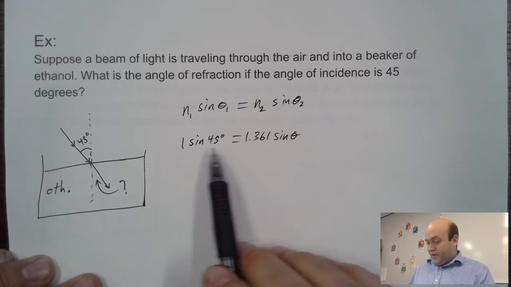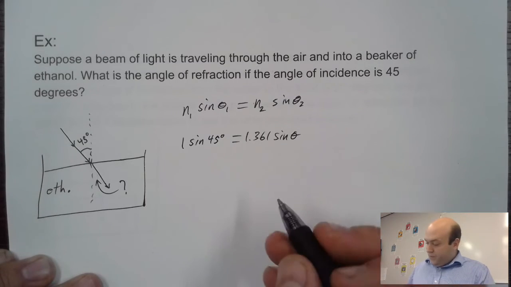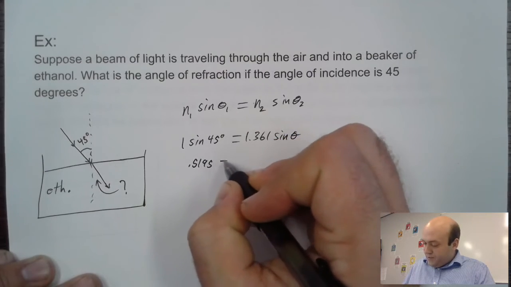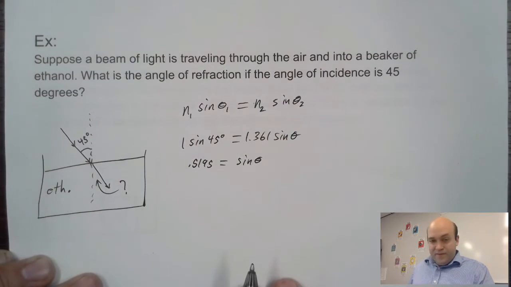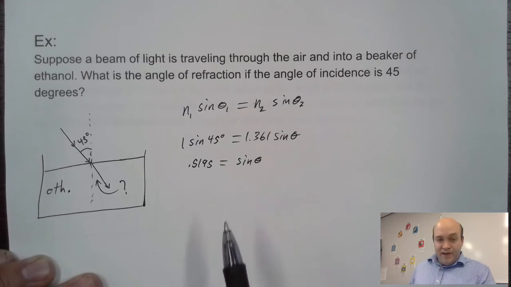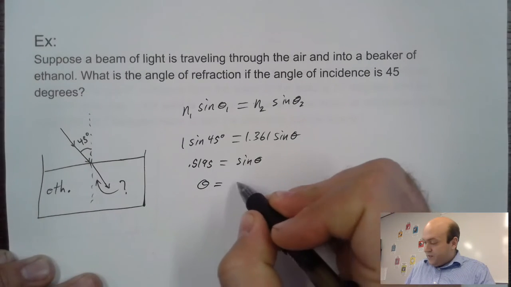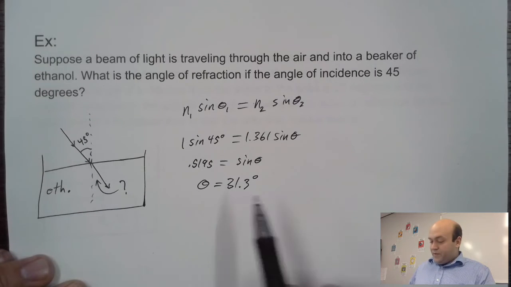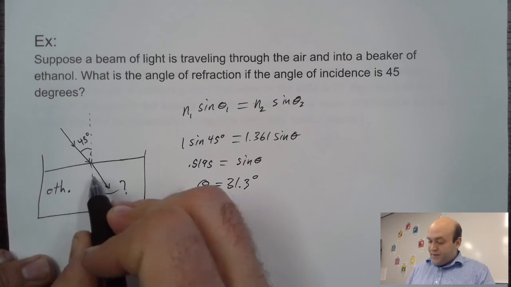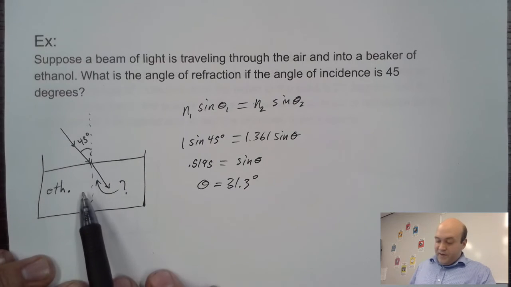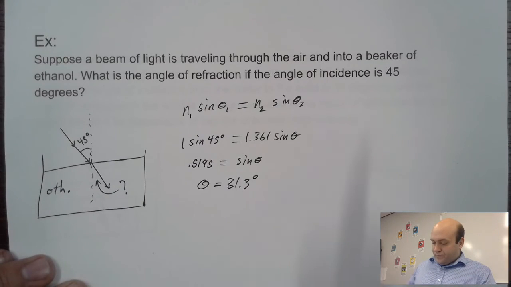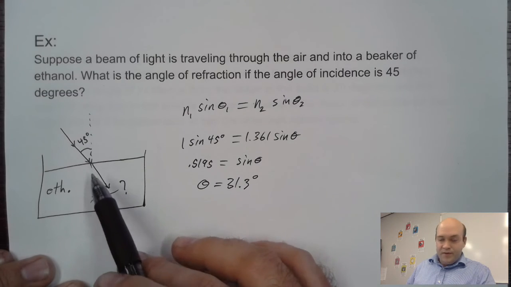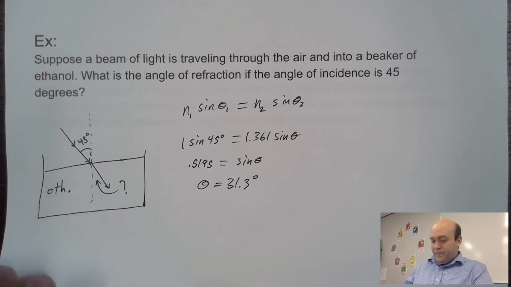So I can do sine of 45, divide by 1.361, and I would get this big long decimal equal to sine of theta. I could do inverse sine on my calculator, and it'll give me an angle of 31.3 degrees. So my angle of refraction is 31.3, this angle here. We've gone from air into ethanol, which has a larger index, so it slowed down, that angle got smaller. It came closer to the perpendicular.